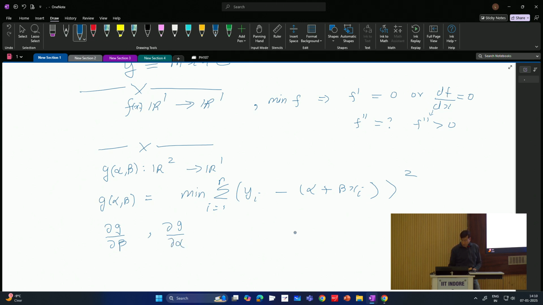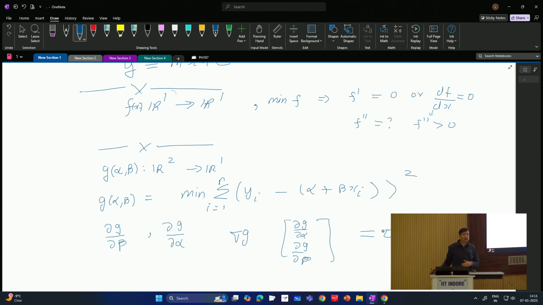Correct? And once I put them in a vector format, whether you do it with respect to alpha first or beta first doesn't matter. Let's say I'm doing with respect to alpha, so I'll say dg over d alpha, dg over d beta. I'll call this the gradient of g. This is the generalization of the derivative for a function of many variables. So f prime, because it's a function of one variable, is the derivative. When you have a function of multiple variables, it becomes the gradient. So now you have to make the gradient equal to 0. Everybody agrees? Yes or no?